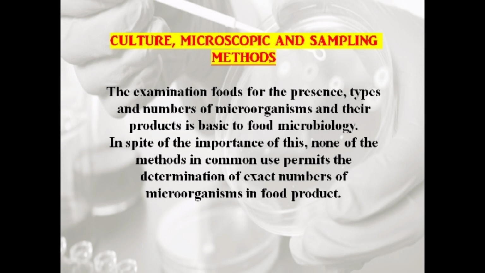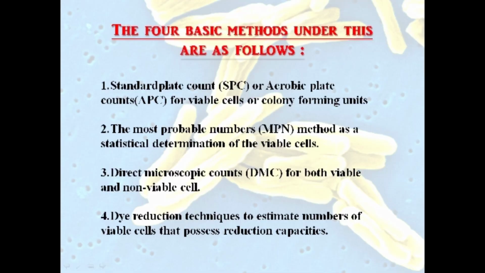The examination of food for the presence, types and number of microorganisms and their products is basic to food microbiology. In spite of the importance of this, none of the methods in common use permits the determination of the exact number of microorganisms in a food product. The four basic methods under this are as follows.